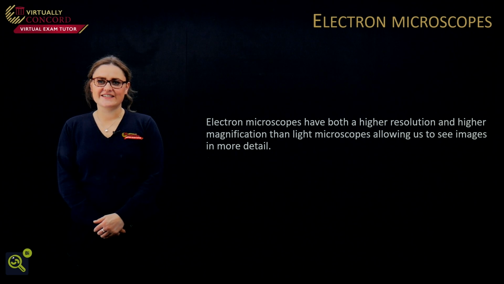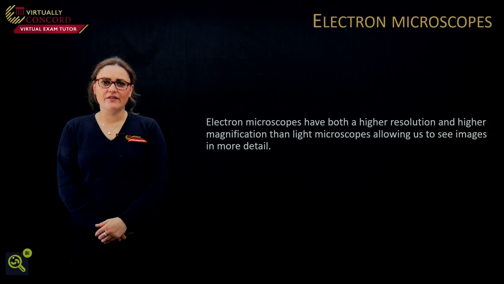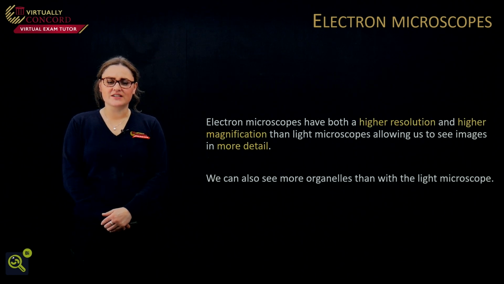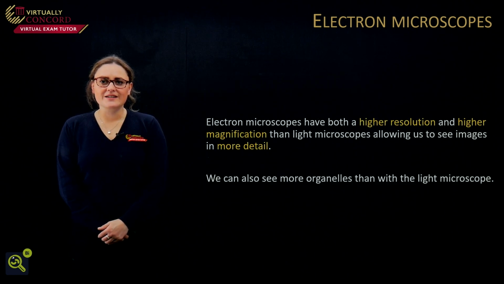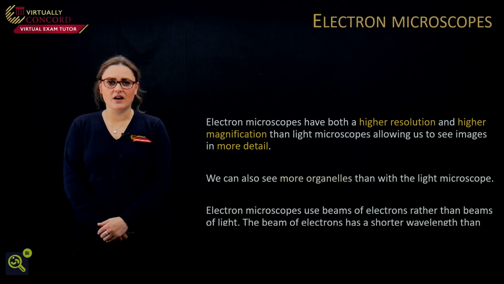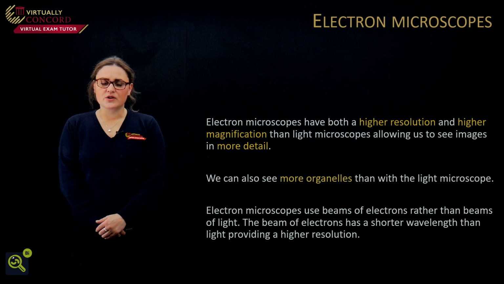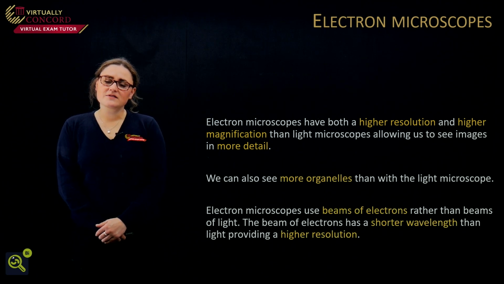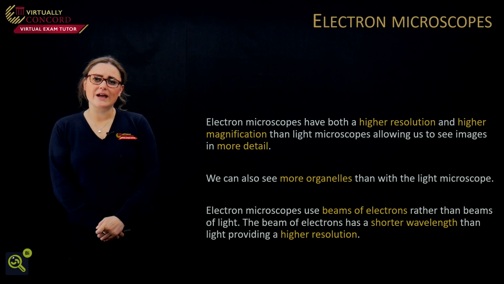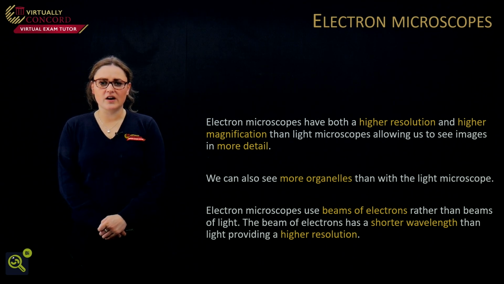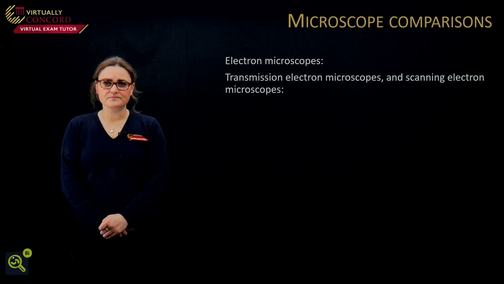In the 1930s, another type of microscope was invented. This was the electron microscope. Now, electron microscopes have both a higher resolution and a higher magnification than light microscopes, allowing us to see images in more detail. This means we can see more organelles inside a cell than with the light microscope. The electron microscopes use beams of electrons rather than beams of light, and beams of electrons have a shorter wavelength than light, and this provides us with the higher resolution.